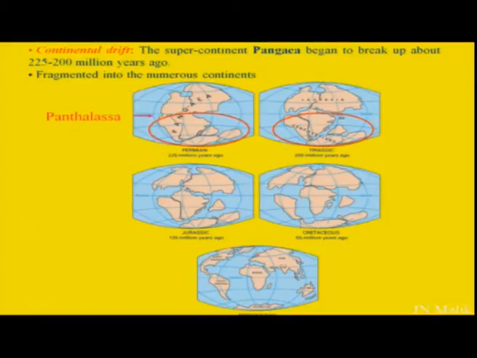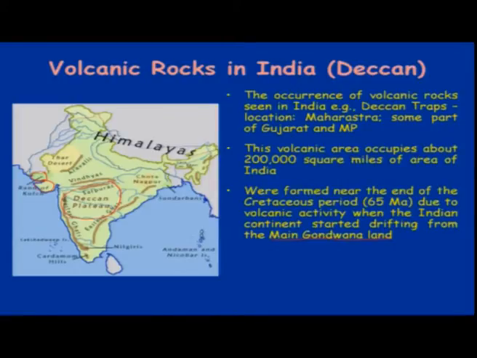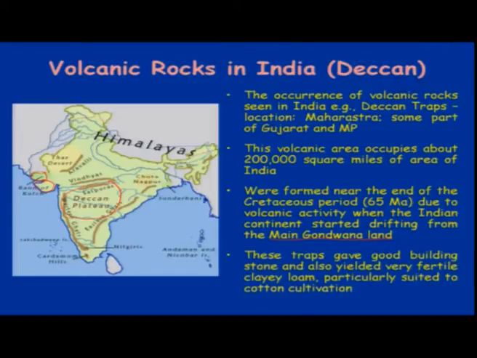So when it started drifting from here, it experienced volcanic activity during that period, almost 65 million years back. And this is what we call traps, and these traps gave good building stone. If you see, this has been used at various places. It also gave us a very fertile clay loam, particularly suited for cotton cultivation in this region.